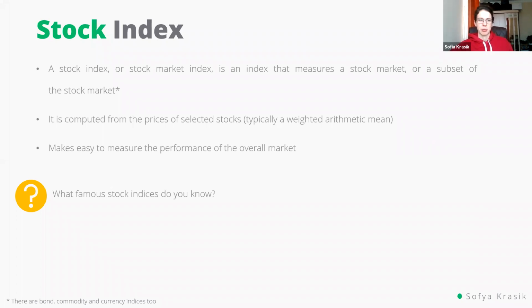S&P 500, yeah, probably the most well-known index in the world. Nasdaq, by Nasdaq, probably you mean Nasdaq Composite. Ah, yeah, Nasdaq index, yeah, I see.